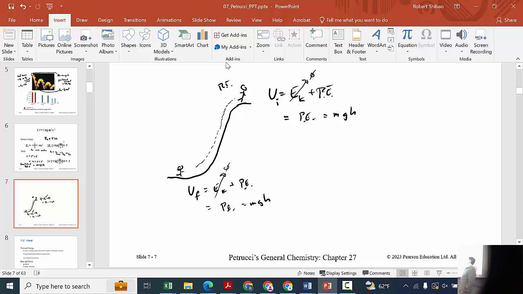And so this is called the system. You're the system, and this is what we call a process. The process is going down the slide. And so we did this physical process, slide down the slide. What happened to all that energy?